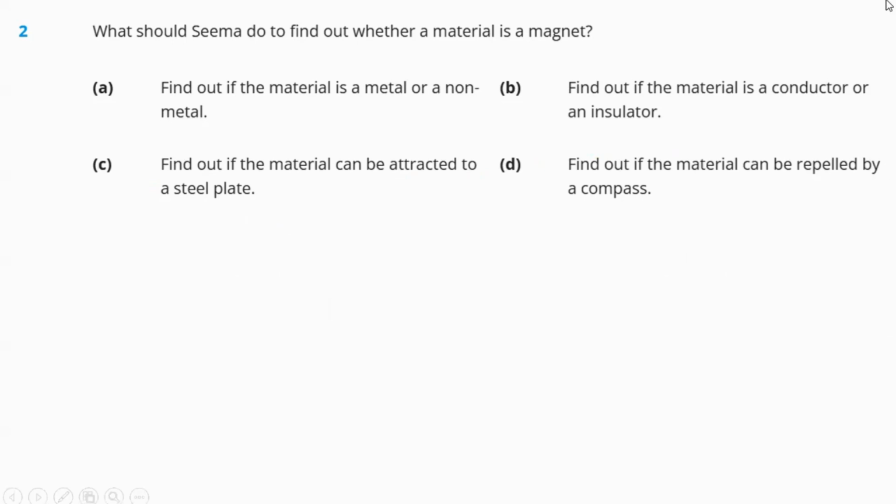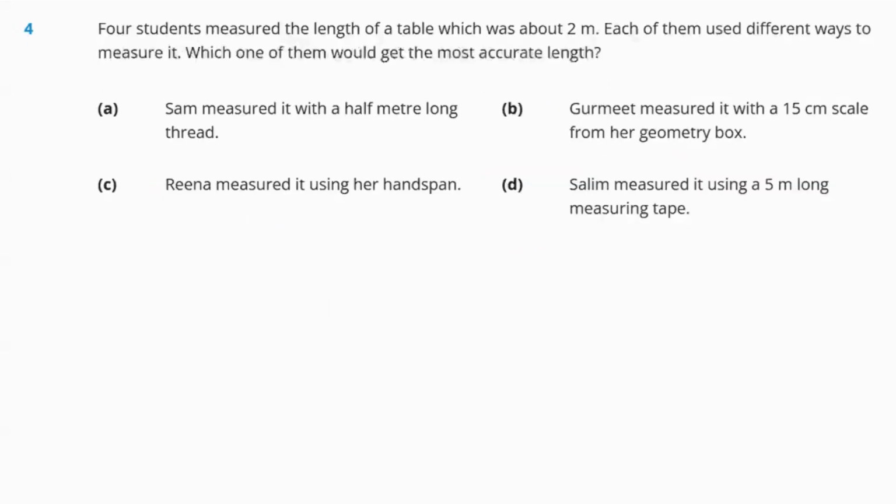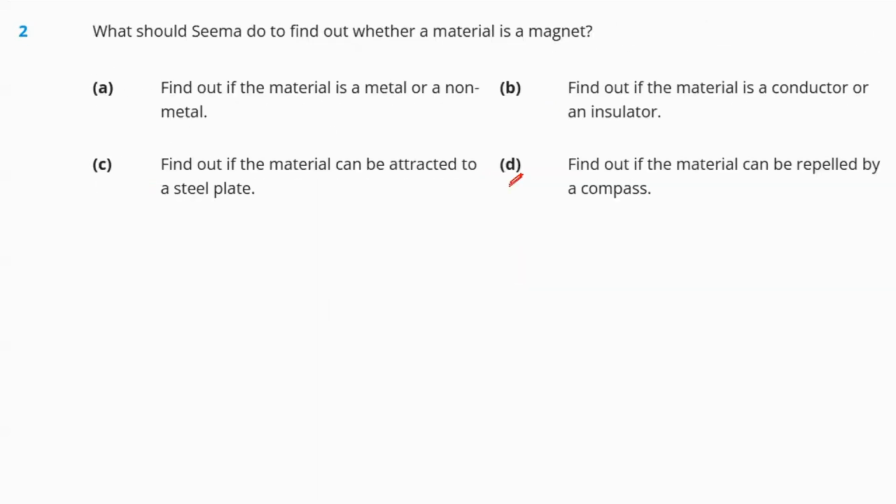Question number 2 says, what would Seema do to find out whether a material is a magnet? Very simple one. We would go for a compass, and if the material is being repelled by the compass, it is a magnet.